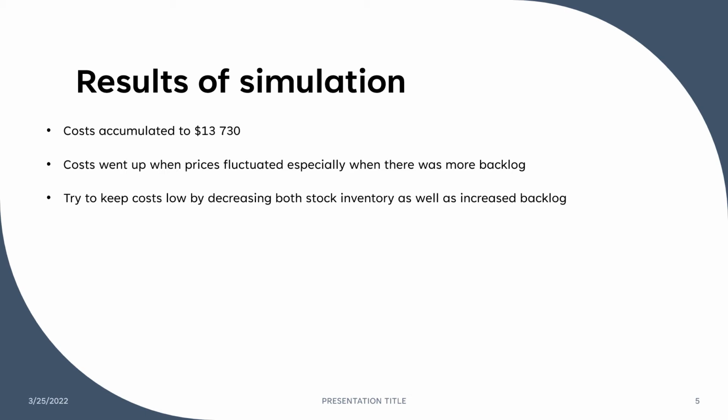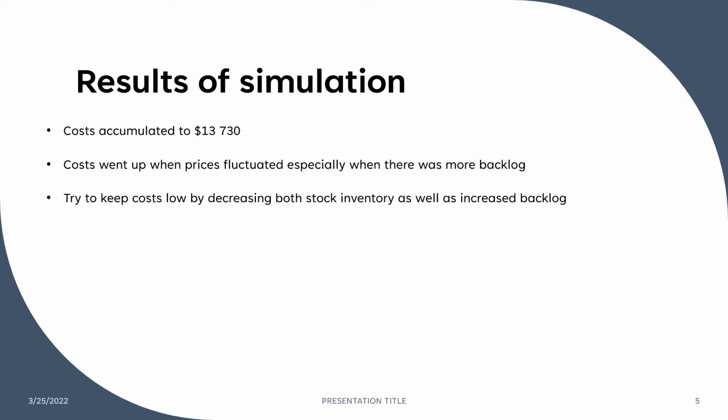So we saw that when the backlog was there, we were able to move out our product quicker, but there was more backlog because we didn't have the product as inventory. So we were just losing money because we're supposed to be moving out the shipments, but we just have the backlog and we're not sending anything out. So we're continuously losing more money. Exactly. Try to keep costs low by decreasing both stock inventory as well as increased backlog.